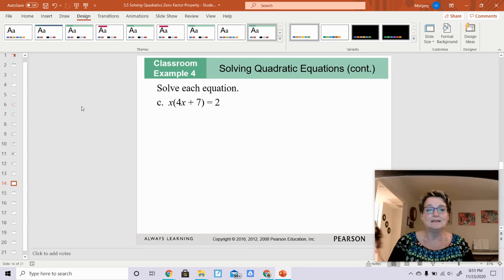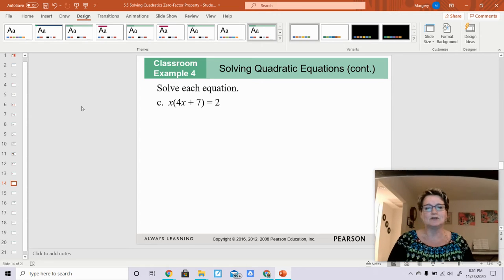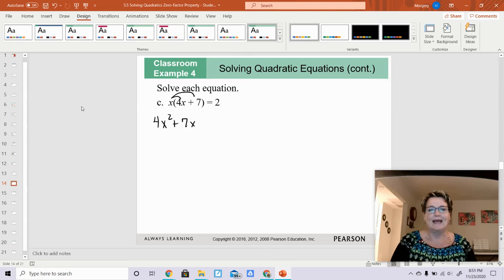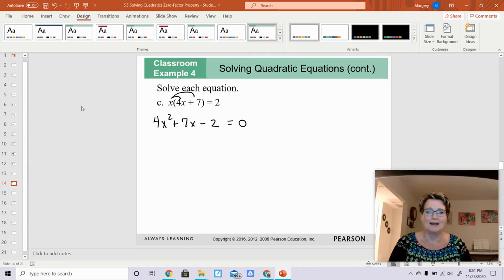Next one. This one, you would think it's ready and finished for you, but it's not. They're tricky. You must distribute this first. So this is going to give you 4x squared. You're going to have to distribute this. This is going to give you 7x. And now you're going to move the 2 over. So I'm going to subtract 2 from both sides, which gives me a negative 2. Is everybody okay with that? I distributed the x, and then I subtracted the 2 from both sides. Kind of did this all in the same step, which I normally don't do, but for some reason it just hit me. Now, they don't share anything.